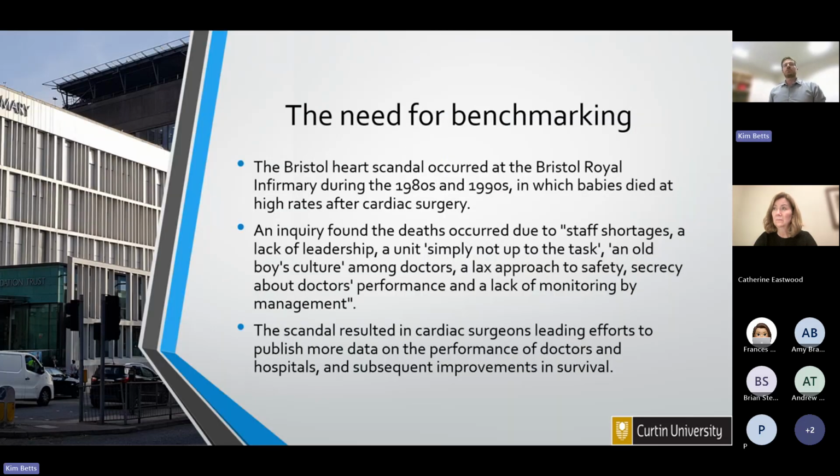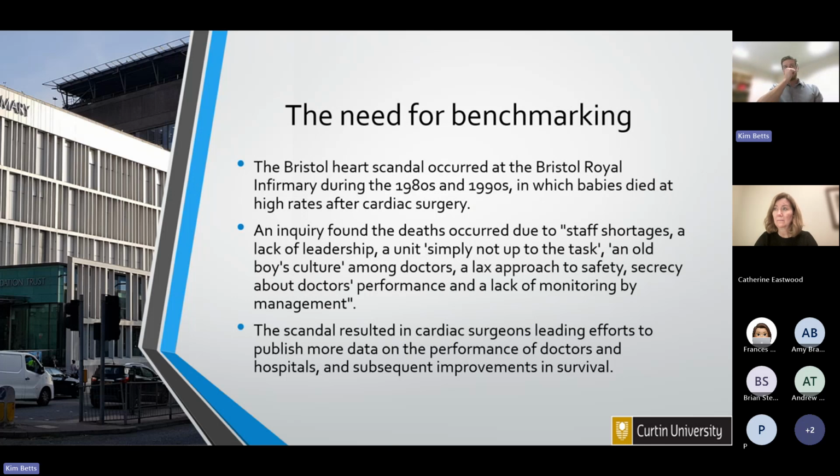Benchmarking is pretty well understood in health and medicine now. It's done for most conditions in a lot of developed countries. But in pediatric cardiac surgery, the need for benchmarking was identified in the 80s and 90s as part of the Bristol heart scandal. At the Bristol Royal Infirmary during this period, one of the intensivists was the first to notice that the babies were dying at a rate higher than he had seen in other settings where he worked.